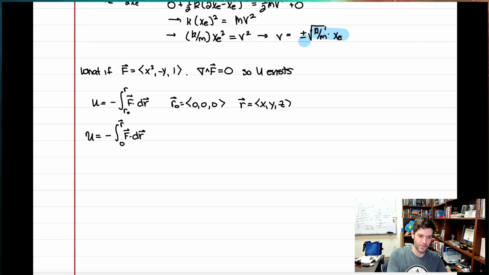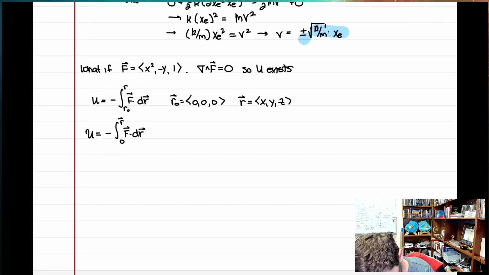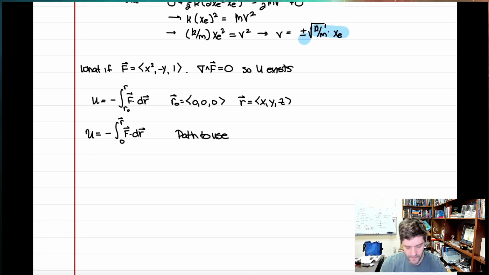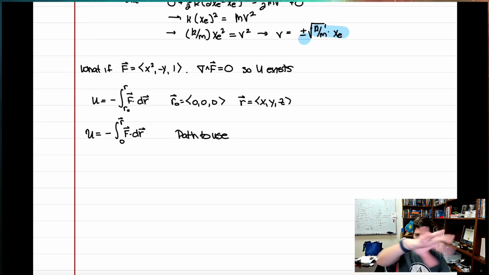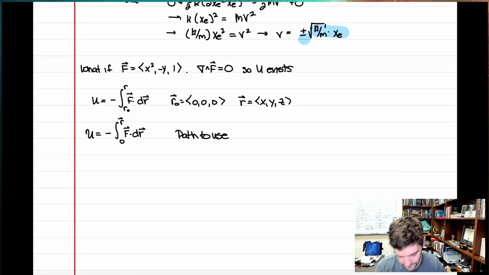So while this is true for any path that goes from 0, 0, 0 to x, y, z, if it's true for any path, then it's true for a very specific path that will always guarantee you get the right answer. So the path to use is one where you restrict yourself so that every variable is only changing one at a time, rather than x, y, and z all changing simultaneously as you take some weird path to the point. Have it so you go first along the x direction, then along the y direction, then along the z direction to get to your point.